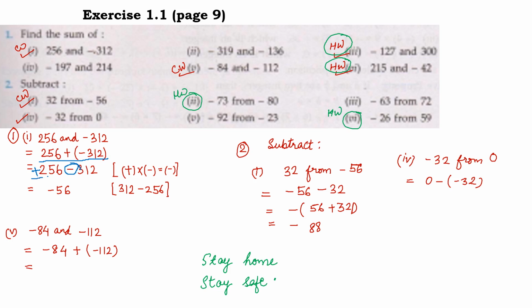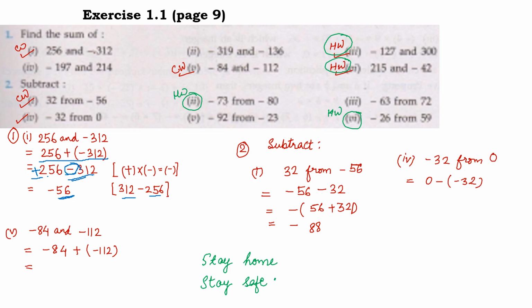Now one has a plus sign, one has a minus sign. Then what I told? When they have different signs, do the bigger number minus the smaller number. The answer will be 56. But what sign will it have? It will have the sign of the larger number. Larger number here is 312. 312 has a minus, so the answer will have a minus sign.